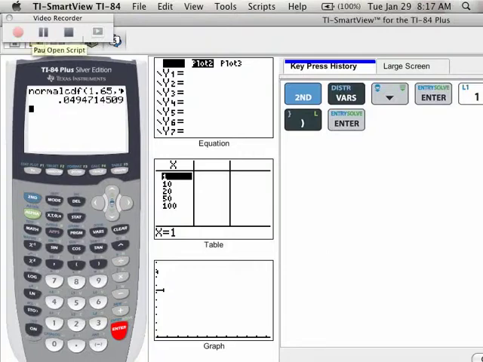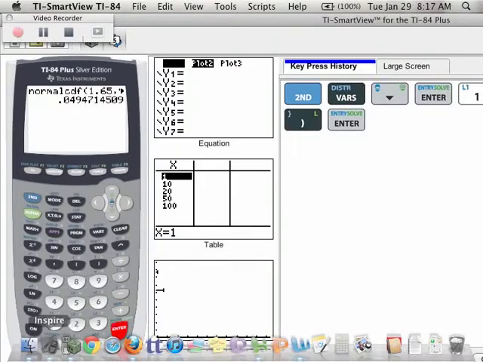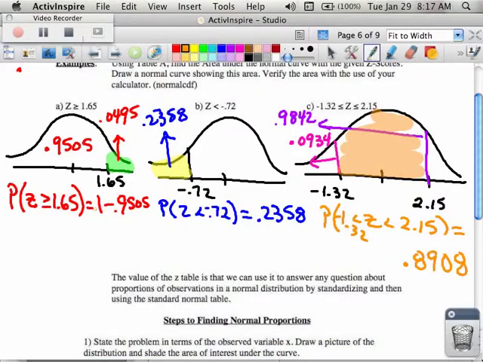So on my paper, if I was doing this, I would write down normal CDF, and I'm going 1.65, comma, 99, and it yields the same thing. So this is a very fast way to do this on your calculator. And in this class, if you can use your calculator, use it. Saves you a lot of time.